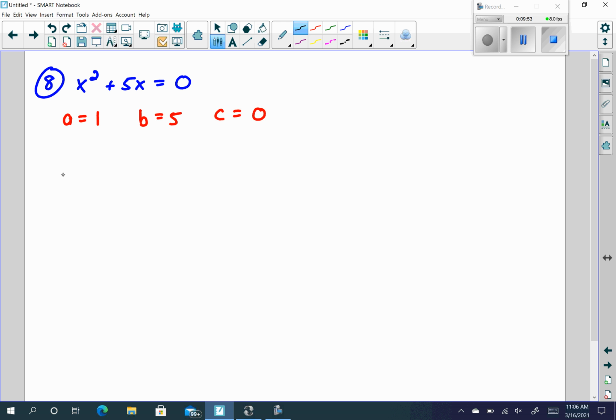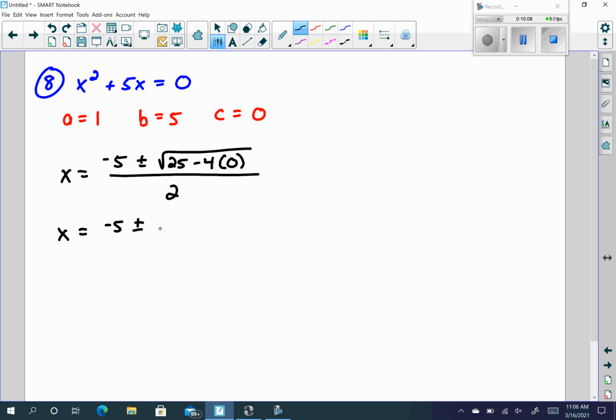So we have x is equal to the opposite of b, negative 5, plus or minus b squared underneath the square root here, 25, minus 4, and then a times c would just give us a 0, over 2 times a, so that's just 2. So now this becomes negative 5 plus or minus, this just gives us square root of 25, because that's 25 minus 0, over 2. So now we get negative 5 plus or minus 5, square root of 25, over 2.